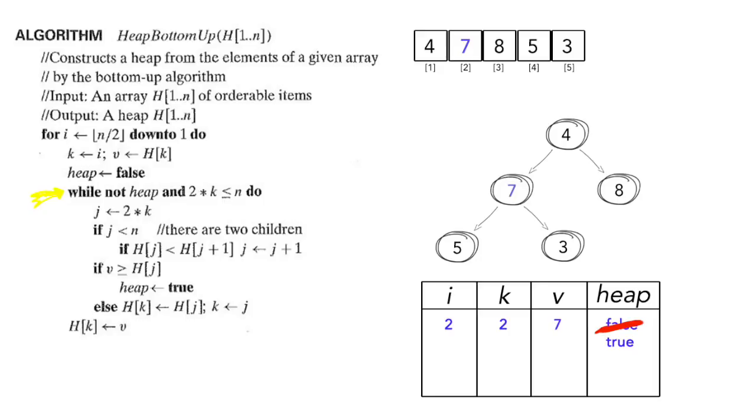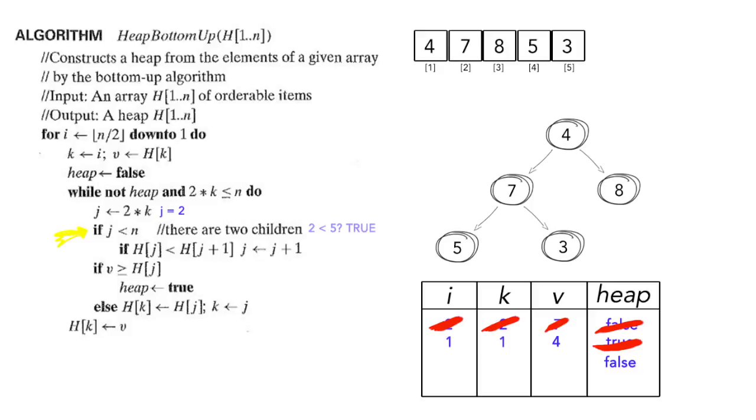We go back to the while statement and check if our values satisfy the statement. Currently it is false, so we terminate the while loop and return to the for loop. i gets a new value of 1, and k gets the value of i, and v gets the value at index k, which is 4. Also, heap gets false. While not heap and 2 times 1 is less than or equal to n, j gets a new value of 2.